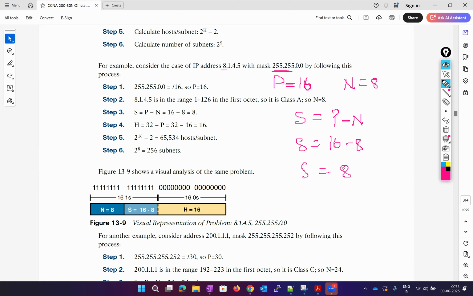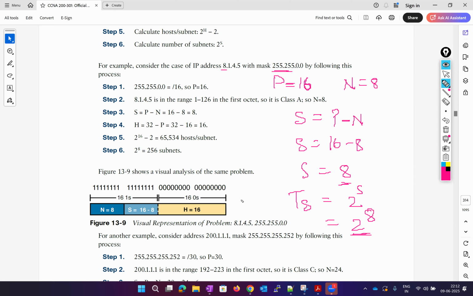Total number of subnet bits is 8. How many subnets will you have? Total number of subnets is equal to 2 power S. So 2 power 8 is your total number of subnets. Clear? Total subnets is 2 power 8, not total subnet bits. Total subnet bits is 8, but total number of subnets is 2 power 8.